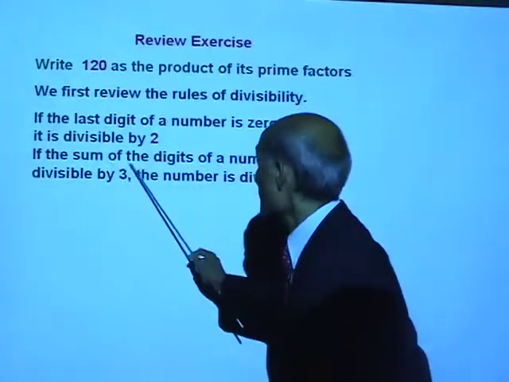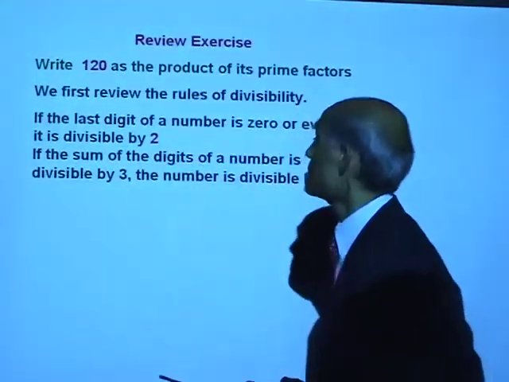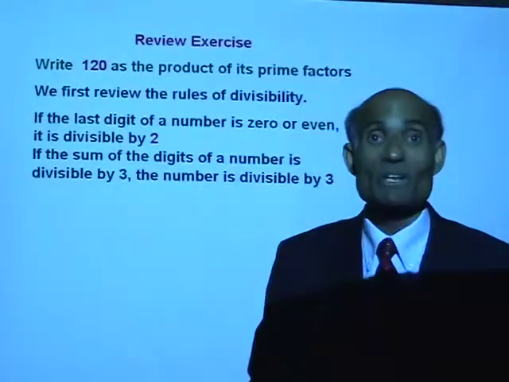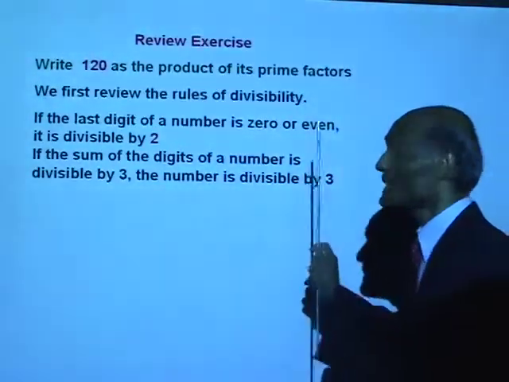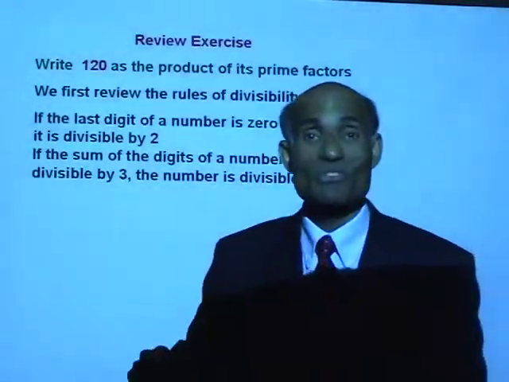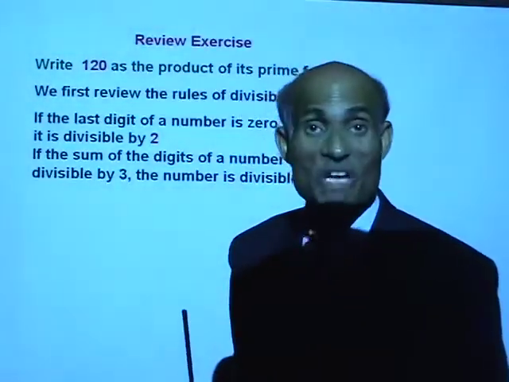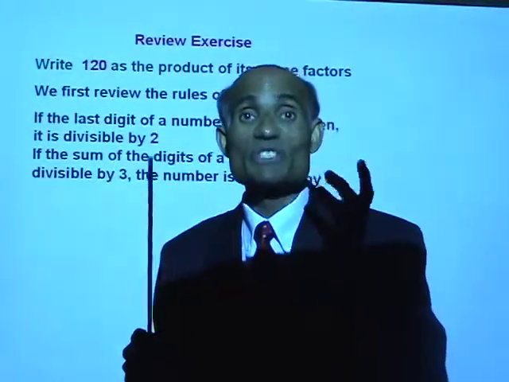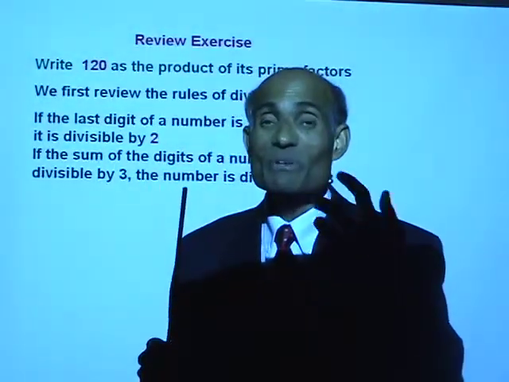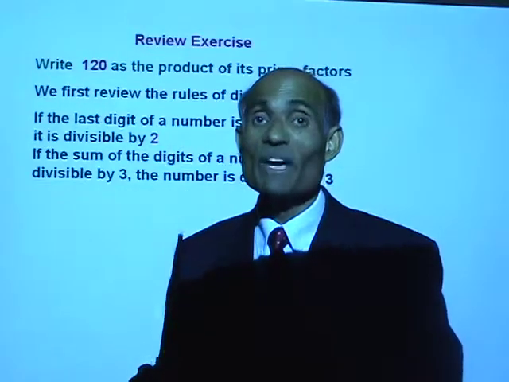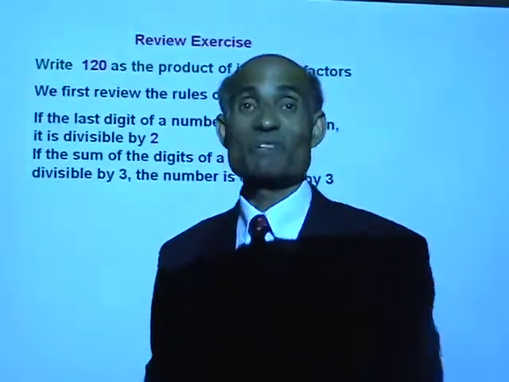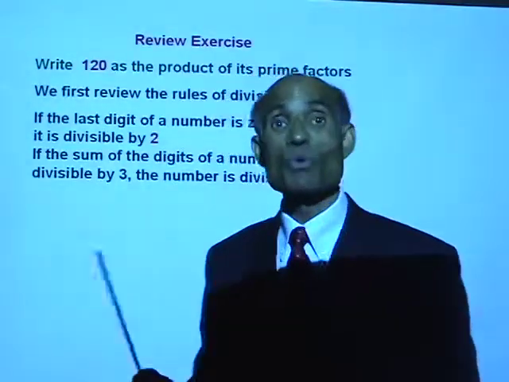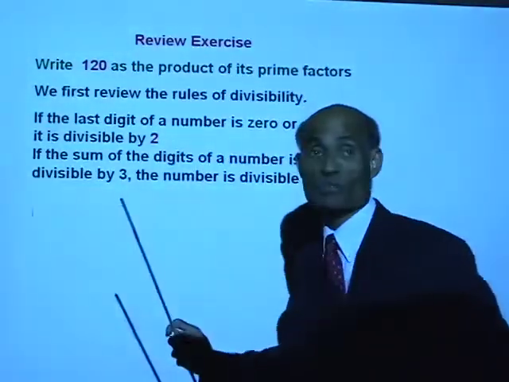Well, if the sum of the digits of a number is divisible by 3, then that number can be divided by 3. That is the rule for divisibility. 27. Add the digits. 2 plus 7 is 9. 9 can be divided by 3. Therefore, 27 can be divided by 3. Okay. That is the rule for divisibility by 3.